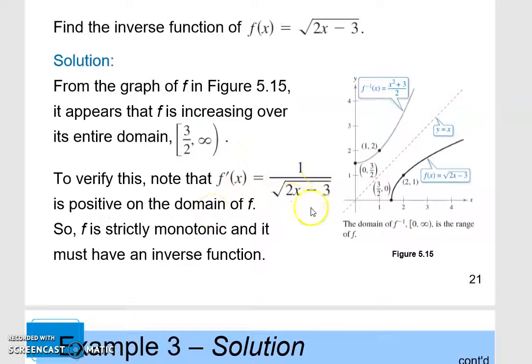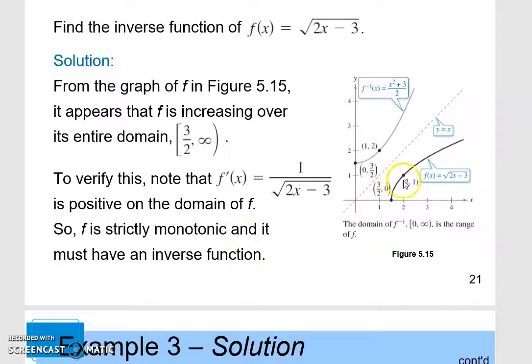When you find the derivative, you can see that it is positive on its domain, because anytime you plug a number from this domain in here, it's always going to yield a positive number. So whatever number you get will always be positive. So f has to be strictly monotonic, and so we have that there must be an inverse function.